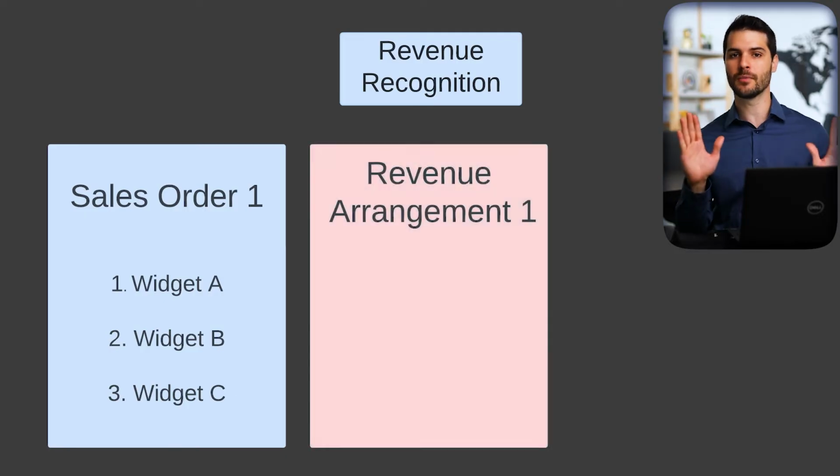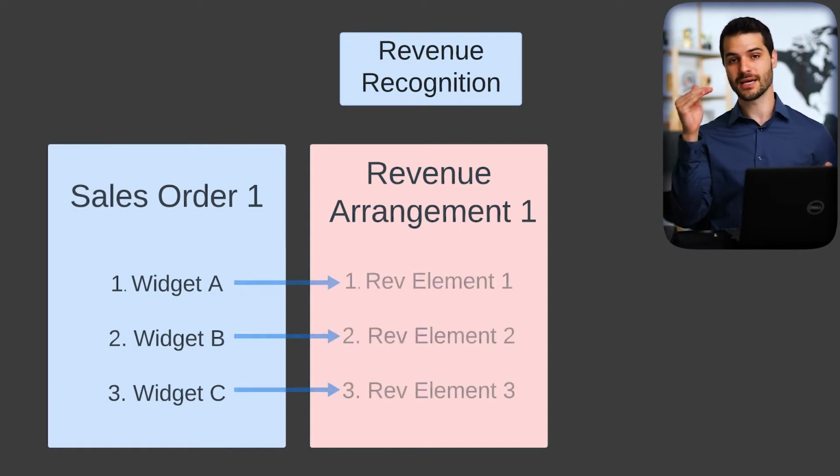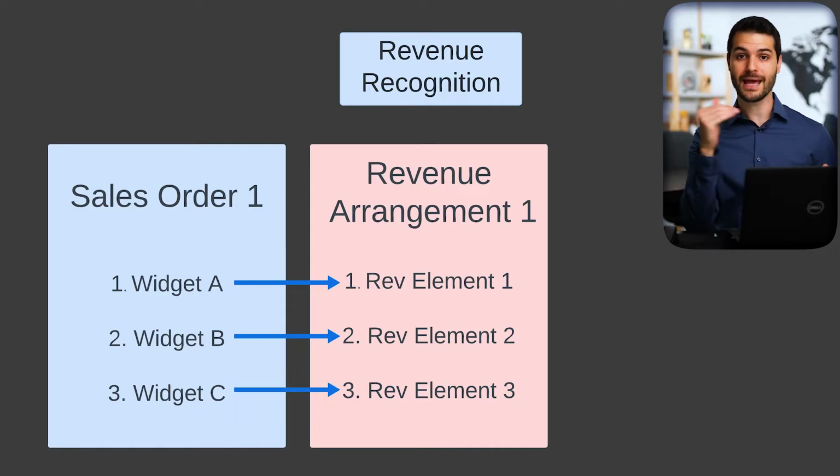And you can consider them almost like siblings or like a mirror image. It's going to be a one-to-one relationship where a unique sales order is going to create a unique revenue arrangement for that sales order. Down from the sales order, down from that level, really, you could consider you've got 3 line items, right? There's widget A, widget B, and widget C. On the revenue arrangement side, it's going to have what's called revenue elements. So it's going to have an element for widget A, another one for widget B, and another for C.